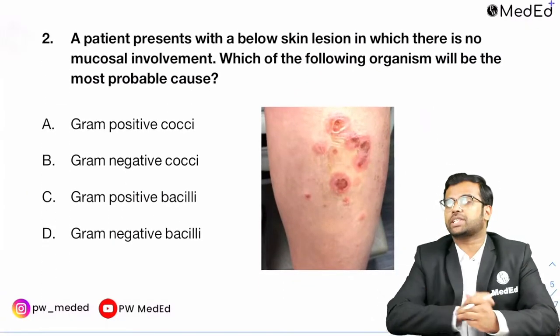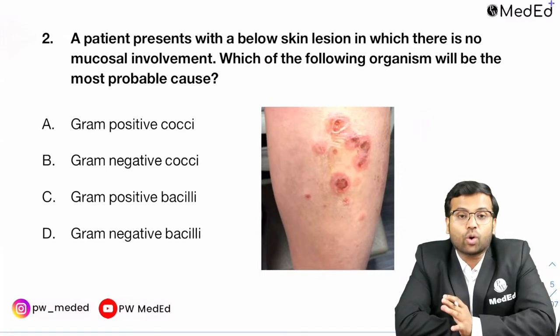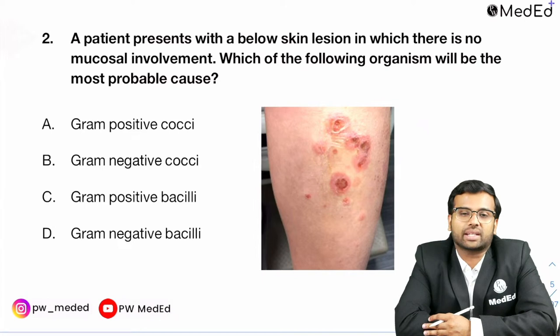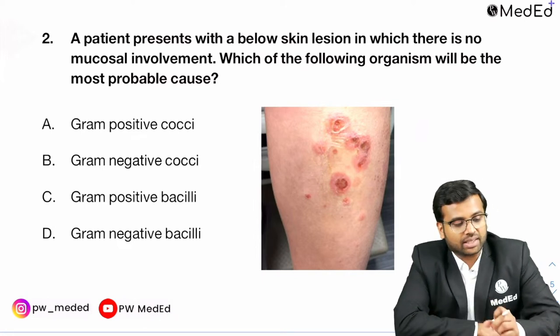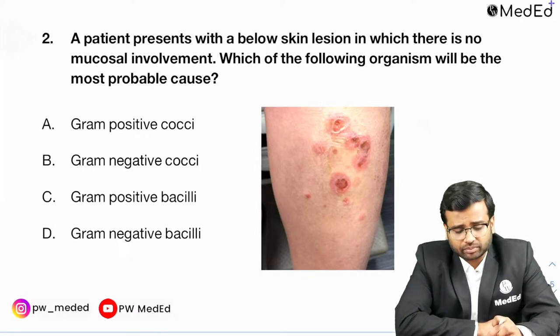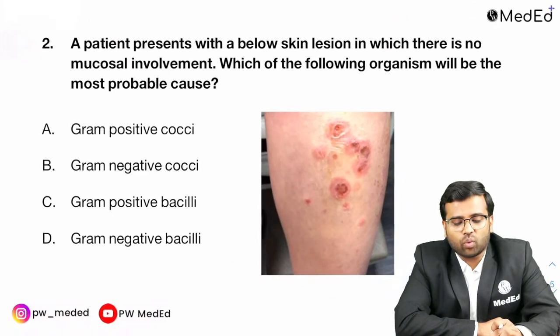Now, a patient presents with the below skin lesion in which there is no mucosal involvement. Which of the following organisms will be the most probable cause? Now let us see what the image is. In this image, what you see is that there is a lesion in which there is some erosion, isn't it? There is some redness. And what would be the diagnosis in all these types of cases?